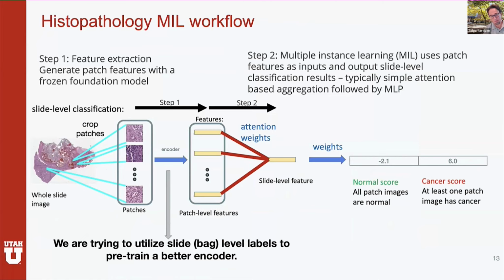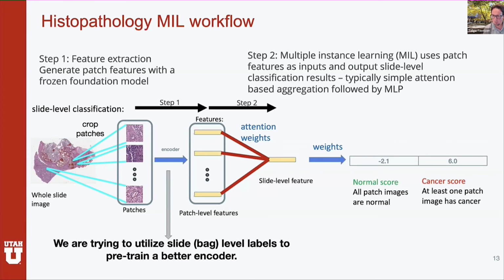Okay, and the typical workflow again looks something like this. The first step, we crop the whole slide image into patches. We encode all of those patches using our favorite foundation model, for instance, and then that is frozen. And in step two, a separate multiple instance learning strategy is used to take these features from the patches and output slide level classification results.